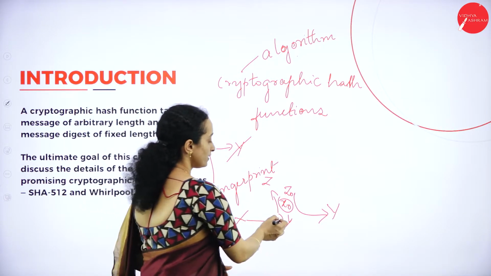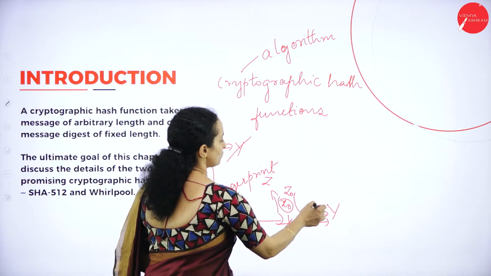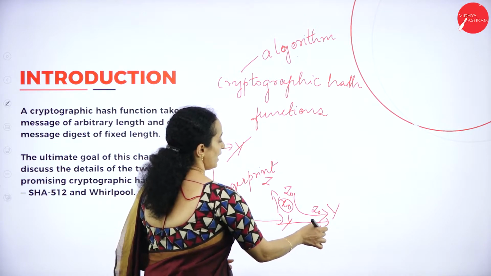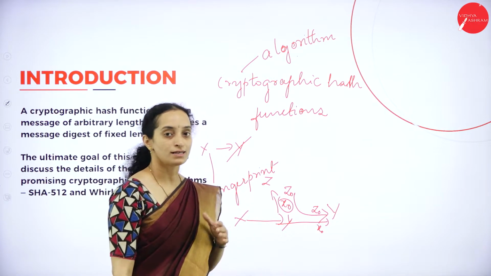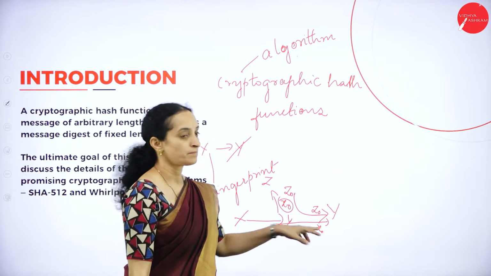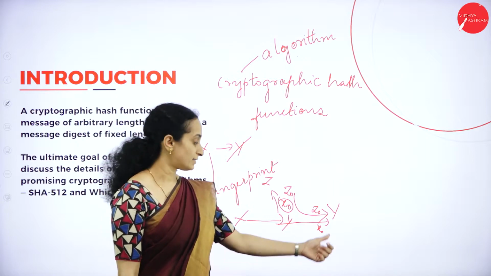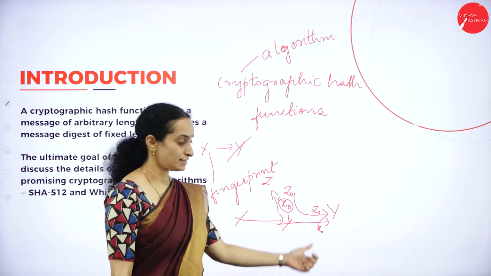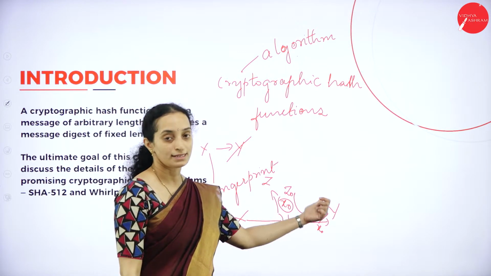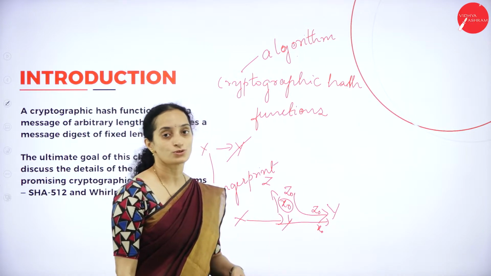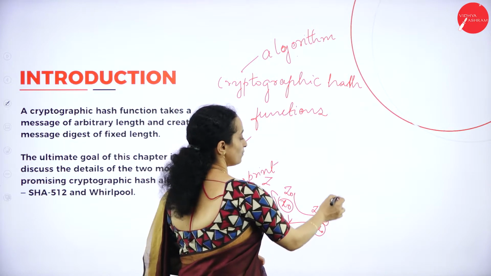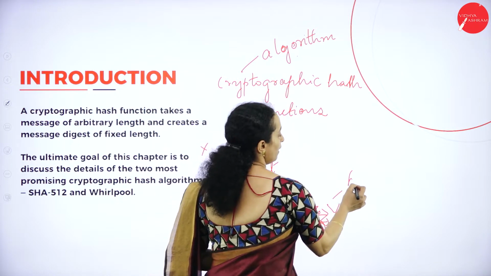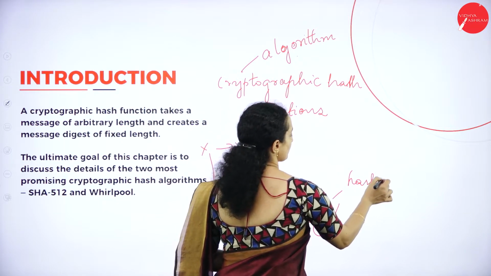Now, after this, X0 will also reach, so both Z0 and X0 will reach the receiver. How does the receiver confirm that X0 is the original message sent by X, not Z0? How is Y going to confirm? For maintaining the integrity of X0, we use the hash function.